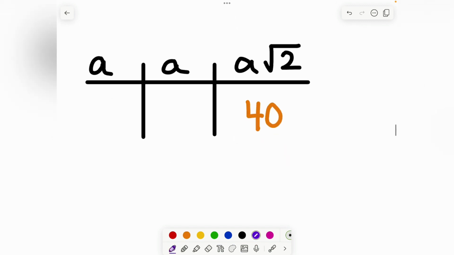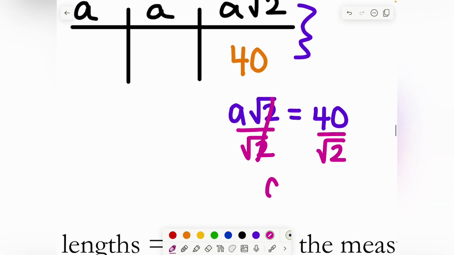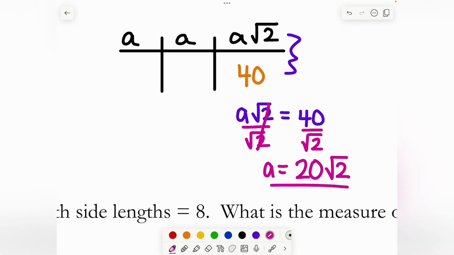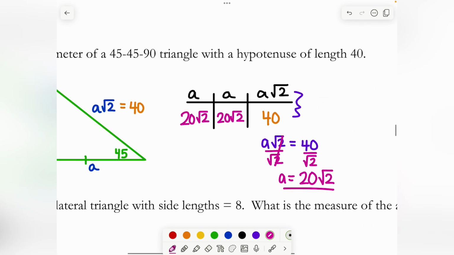So what does this mean? Well, let's solve for A. In order to do that, we're going to set these two pieces equal. A root 2 has to equal 40. To figure out what that A value is, we just divide by root 2. And we get A equals, the trick is doing 40 divided by 2, which is 20. But then you have to tack on that root 2. And that's your A value. So this is 20 root 2, and the other A is also 20 root 2.